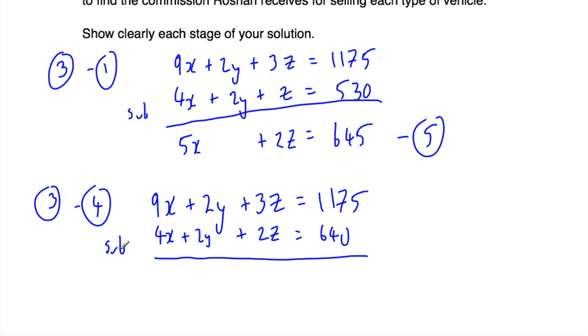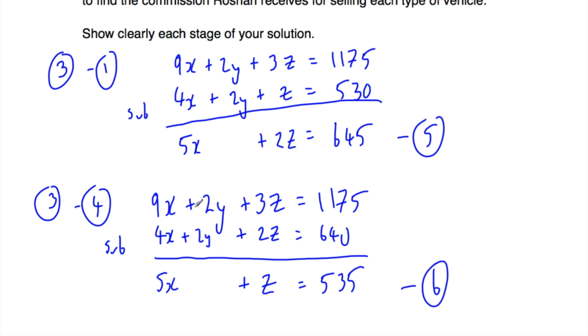So let's do that. 9x take away 4x, that's 5x. 2y take away 2y, that's 0. They're eliminated, that's what we wanted. And then we've got 3z take away 2z, that's equal to z. And if we take them away from each other, 1,175 take away 640, that's equal to 535. So that's great. We've now got equation 5 and equation 6 there.